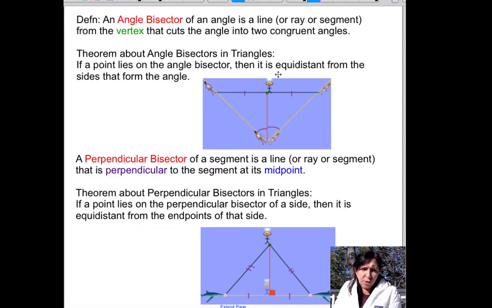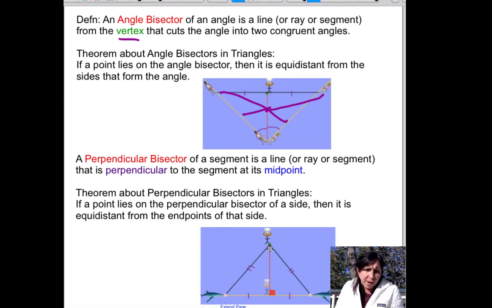They have two theorems here. We have the angle bisector of an angle is a line or ray segment from the vertex that cuts the angle into two congruent angles. The theorem about the angle bisectors in a triangle is that if a point lies on the angle bisector, so if it lies on any part of this bisector, it is equidistant from those sides. So if it was here, then you could say, well, there we go. It's equidistant from there to there. It's equidistant from here to here. Okay, so it's going to be the same distance.